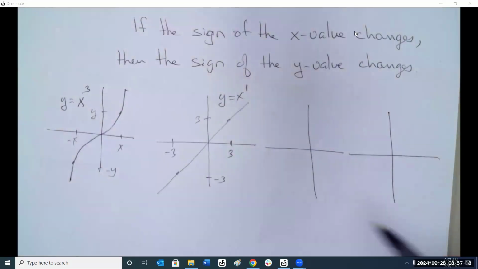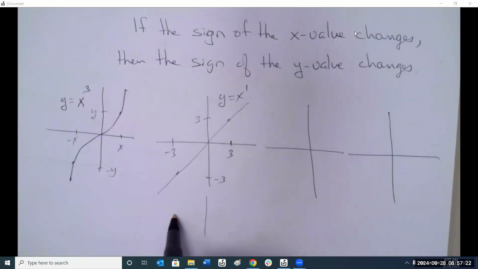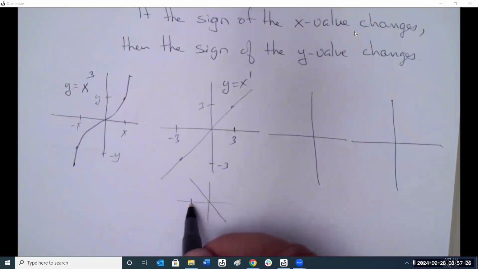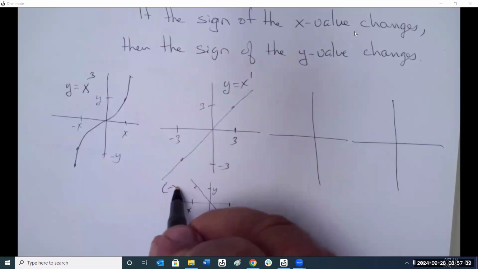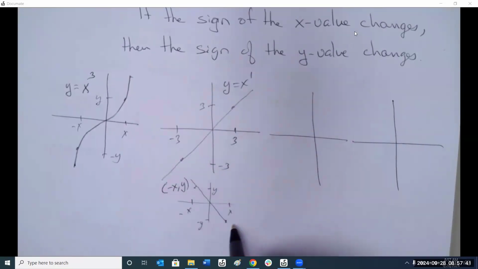This way? It's no, actually, good question. The question was, is it any different if it's like this? No, because if I put an X value, I get a Y value. It'll give me the same value here, but the signs change. That's all you want is the signs to change. It'll be the same values, same numbers, but different signs. That's how you can tell it's symmetric with the origin.